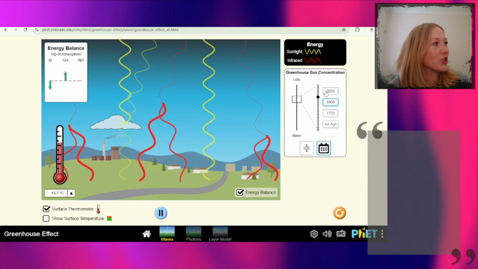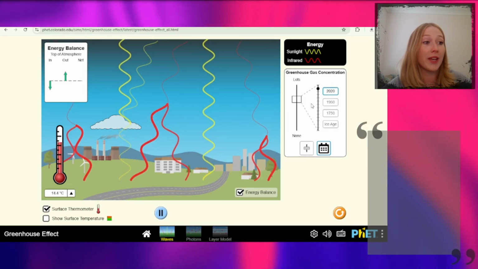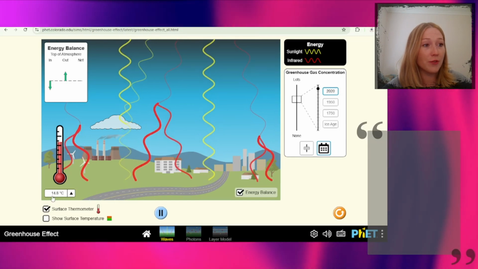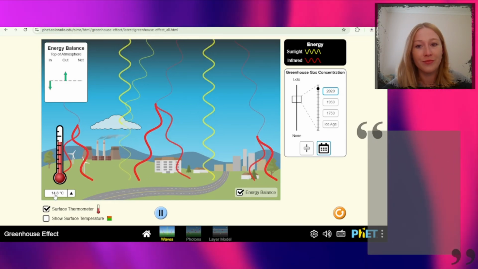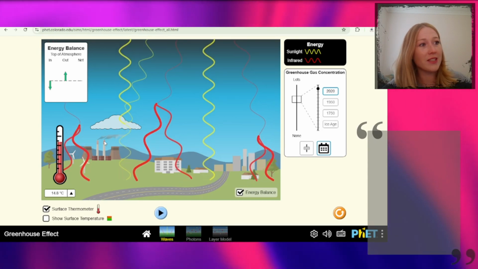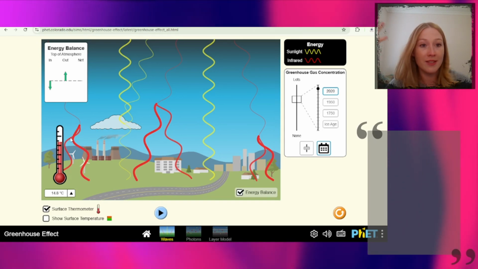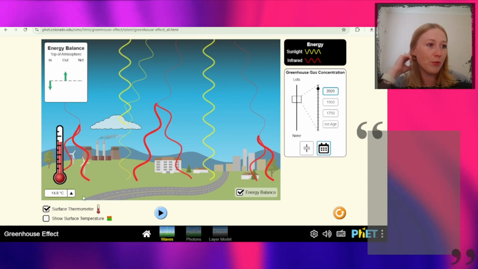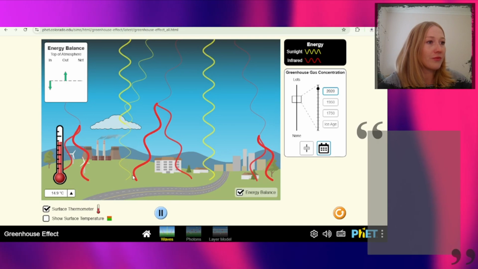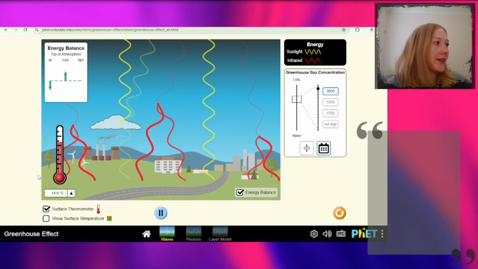Then let's take the last jump to 2020. Okay, now it's gone up quite a lot. 14, almost 15 degrees over here. So there it did increase. So these little animations here are supposed to show you the increased greenhouse effect, the greenhouse gases, and then our temperature is going up. Let's see if it balances out. It looks like it's settling on 14.9.